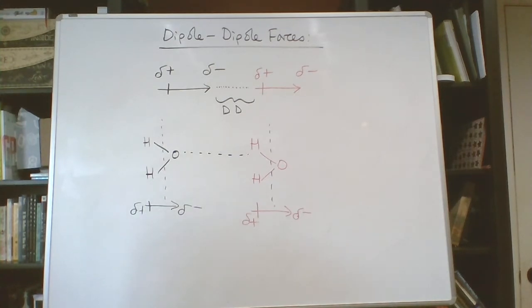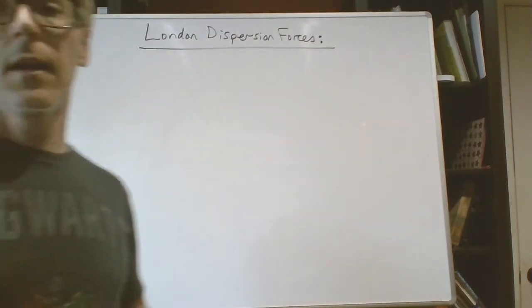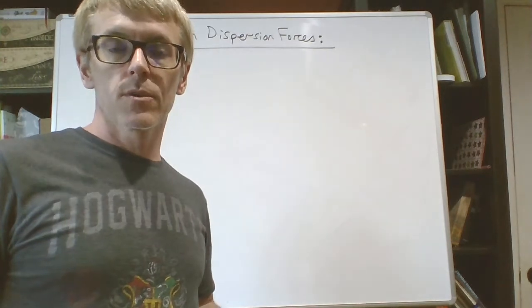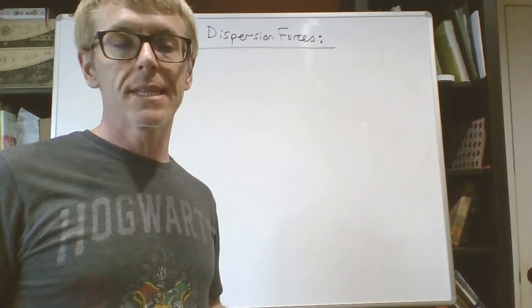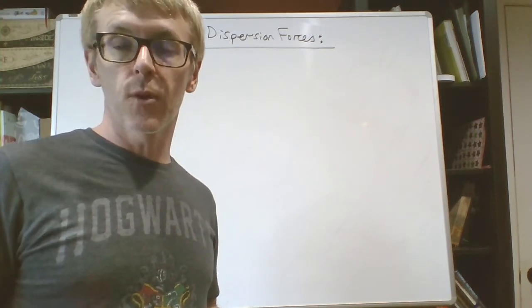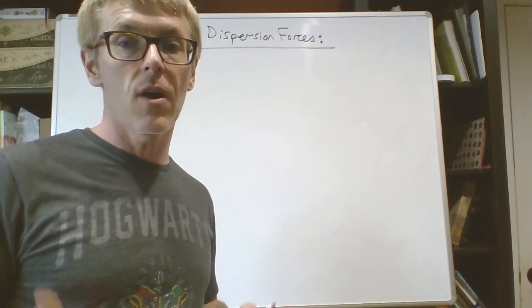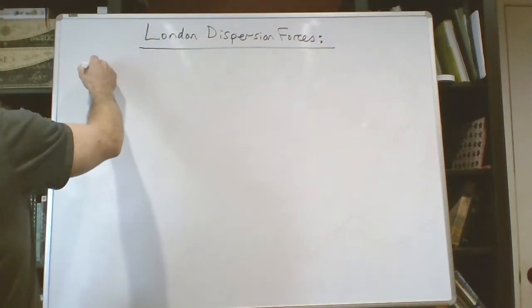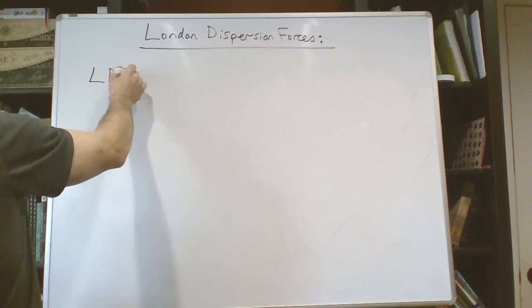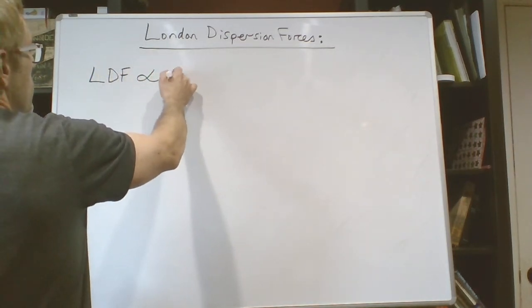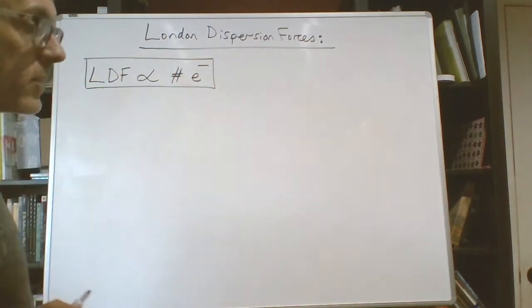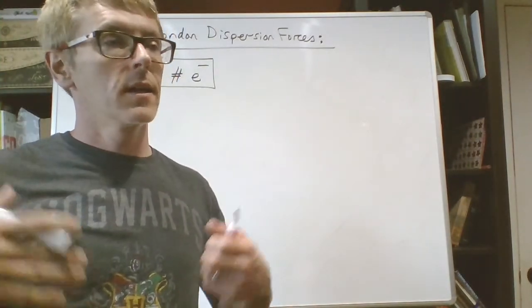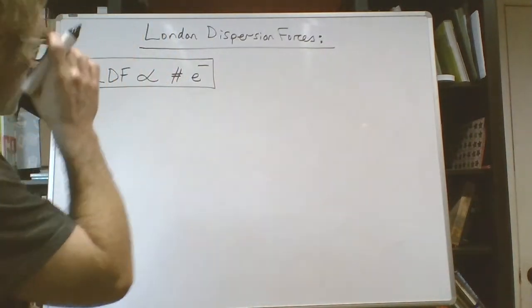and that's London dispersion forces. Okay, London dispersion forces are the most common type of intermolecular force because every atom and every molecule conceivable has them, because the eligibility requirements to have London dispersion forces are electrons. So London dispersion forces are proportional to the number of electrons. So every atom has an electron. Every atom, therefore, has London dispersion forces.